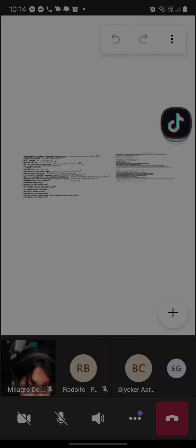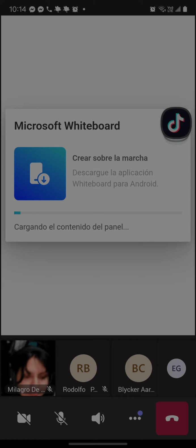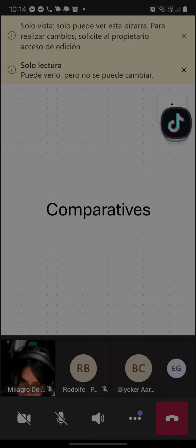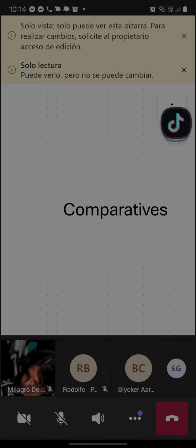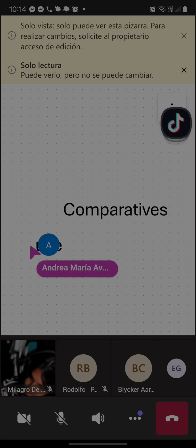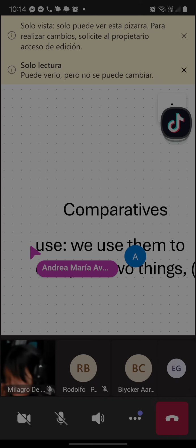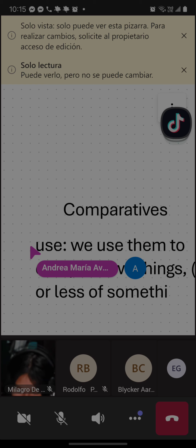Okay, so we have comparatives, and then we have superlatives. I think the main problem is that you are trying to use them as the same thing, and they are different. They are different things. So you need to learn that they are different. That is the first thing. We use comparatives to compare two things, more or less of something.